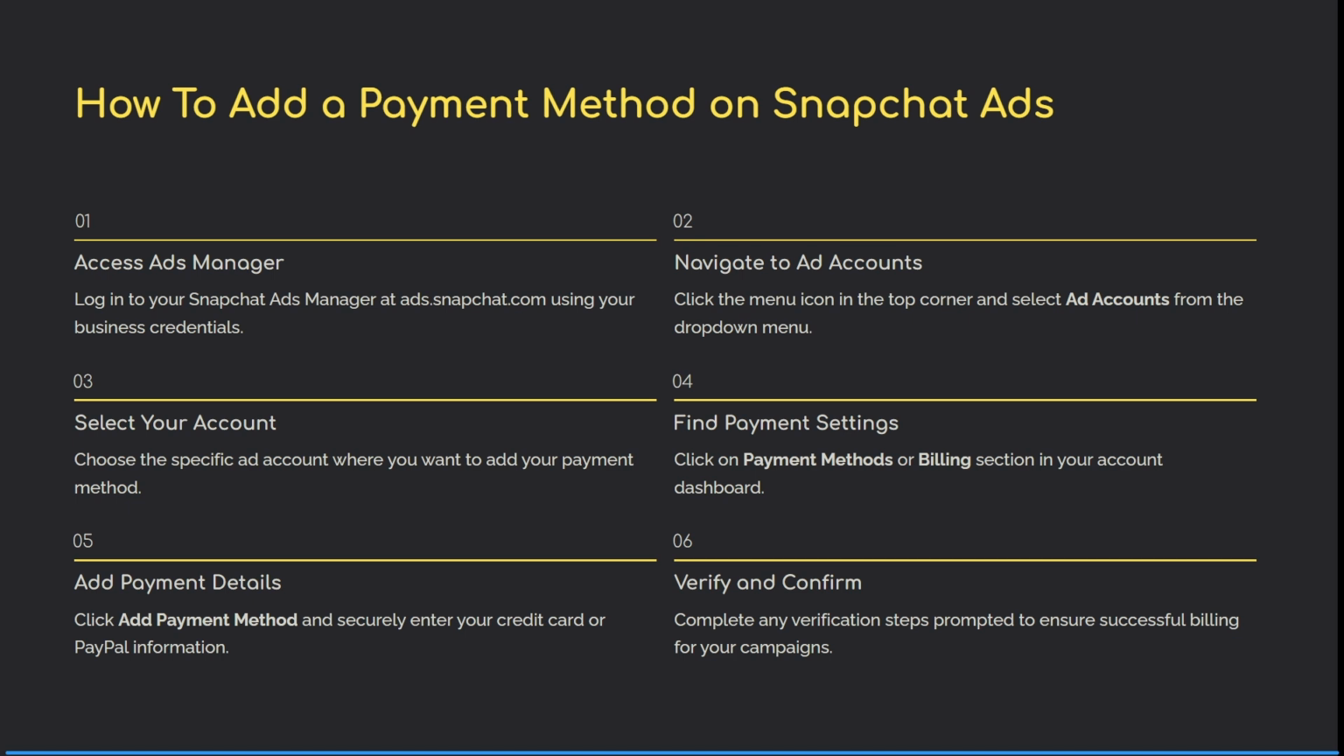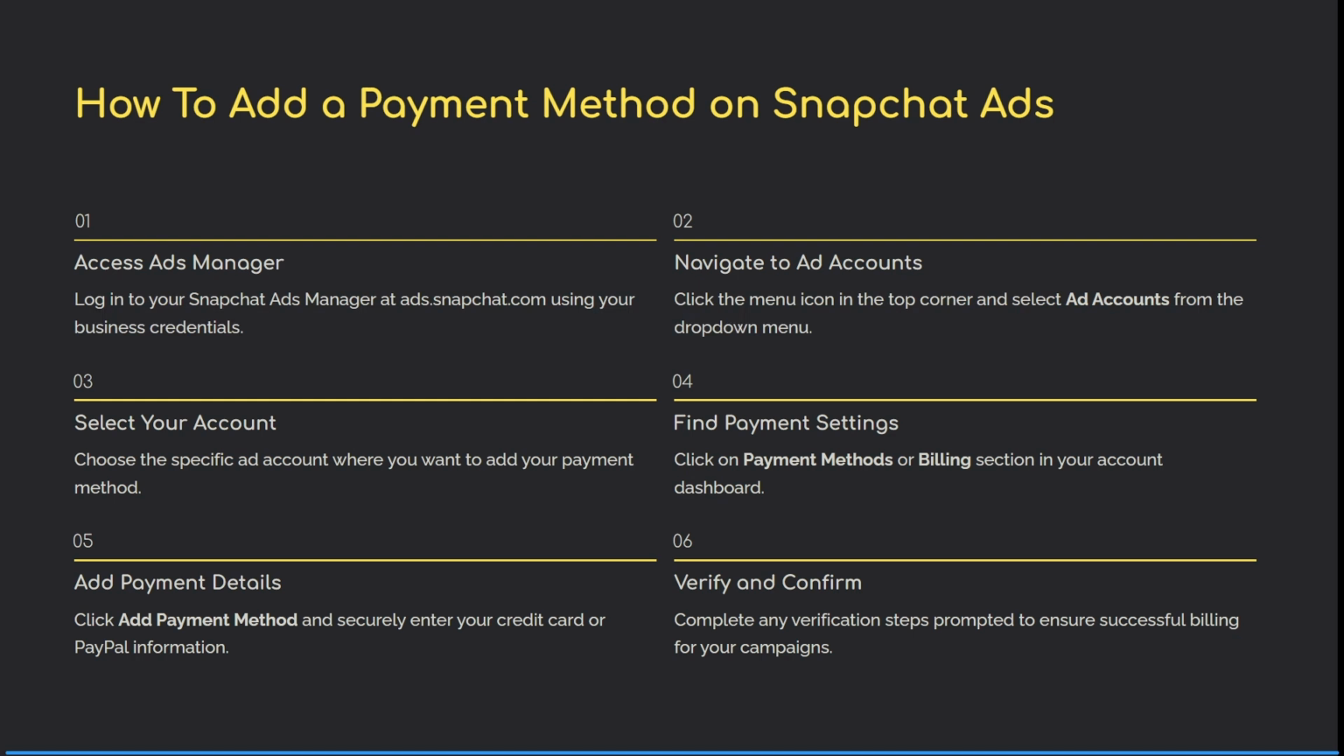You then are going to click on payment methods and billing, and this will be in your account dashboard. You're then going to click add payment method and securely enter your credit card or your PayPal information, depending on which is your preferred method.